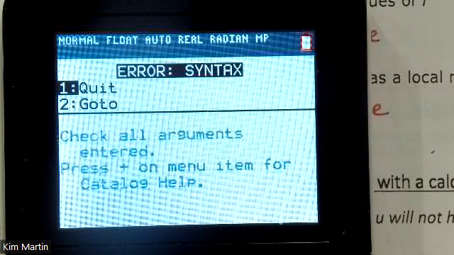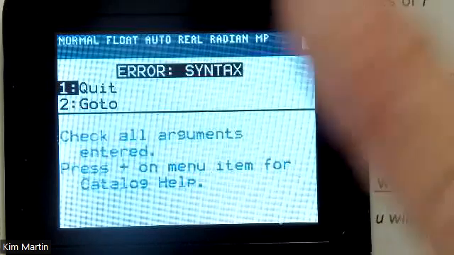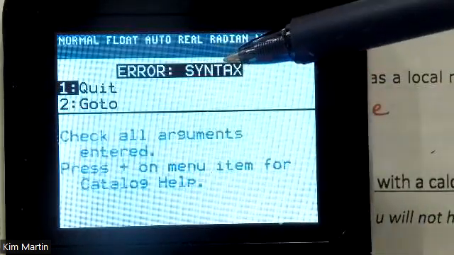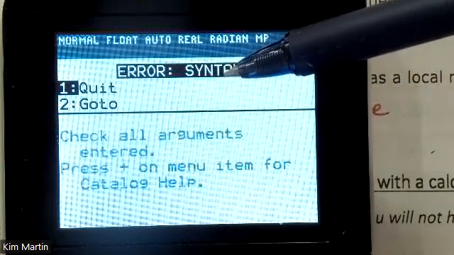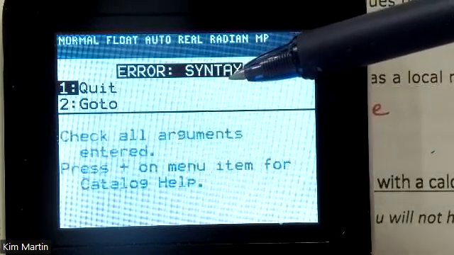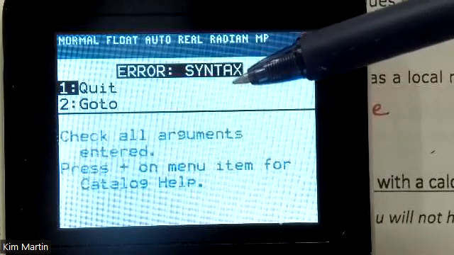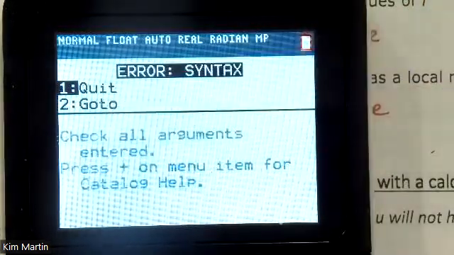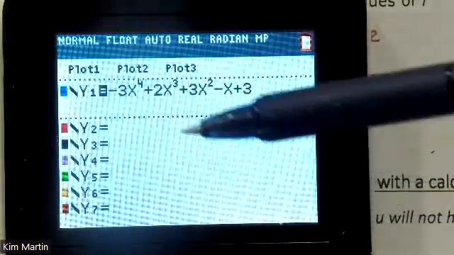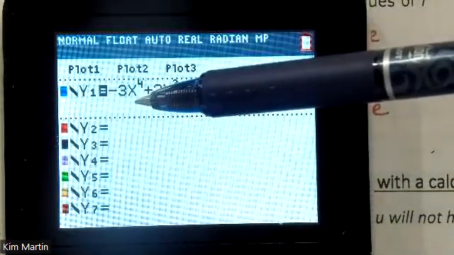Don't sit there and go to y equals and clear it out. Don't do that. It's a syntax error, which means you have like 2 plus signs in the middle, or where it should be just 1. It's just a typo. So I'm going to hit to go to it, and notice it's flashing over this.